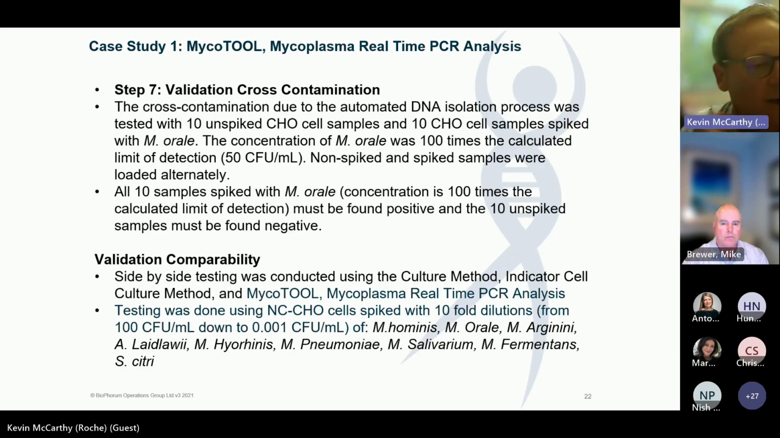We looked at cross-contamination also, and the cross-contamination was done using 10 unspiked CHO cell samples and 10 CHO samples spiked with M. orale at a concentration 100 times the limit of detection, or 50 CFU per mil. The non-spiked and the spiked samples were loaded alternatively, and all 10 spiked M. orale samples were found to be positive, and all of the unspiked were negative.